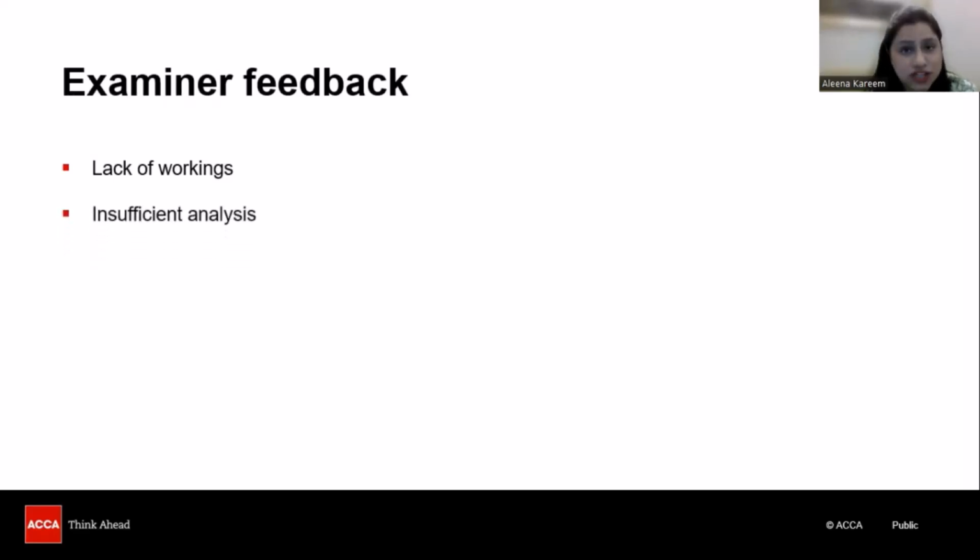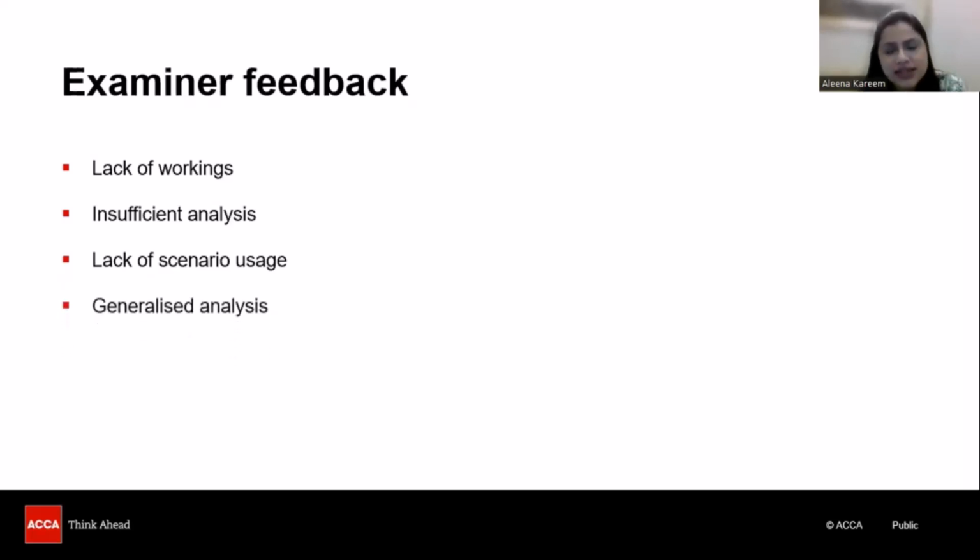Then there is insufficient analysis. A lot of students just show the calculations and don't show the analysis. This is very important. You need to show the analysis. You need to link it to the scenario. Once again, lack of scenario usage. The students give generic answers, generalized analysis. They do not link it to the scenario. I've particularly included these examples that I did from the past exam papers to show you that the examiner is not giving even a single generic comment. They are all linked to the scenario, and that is what is going to get you marks.